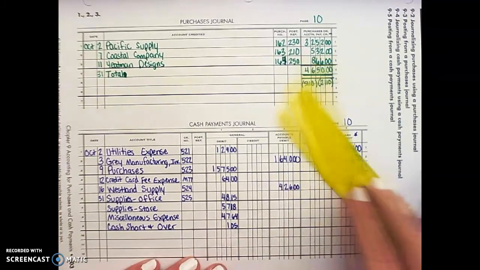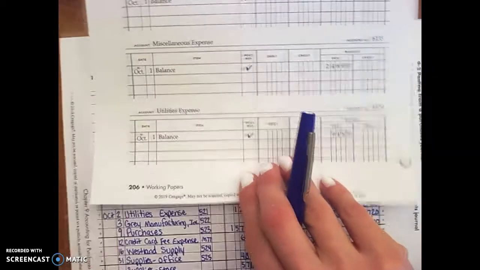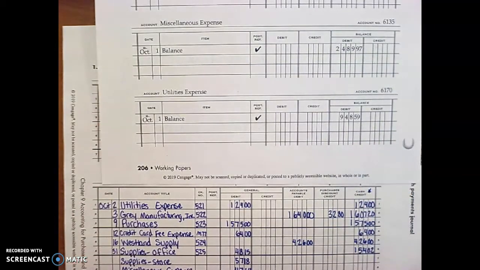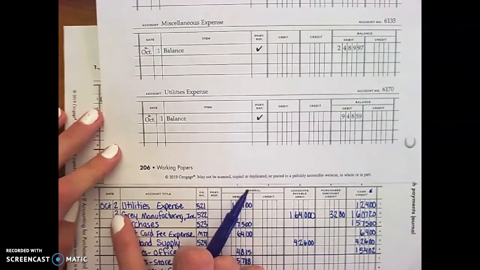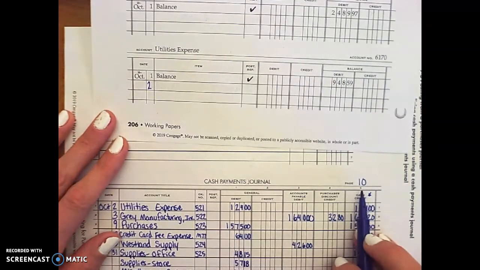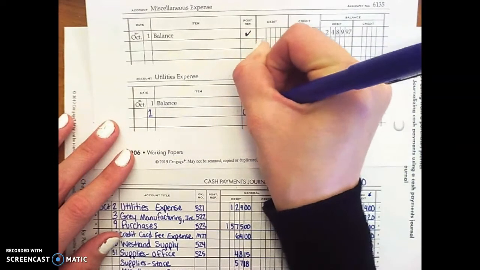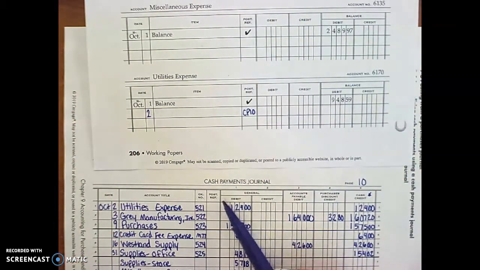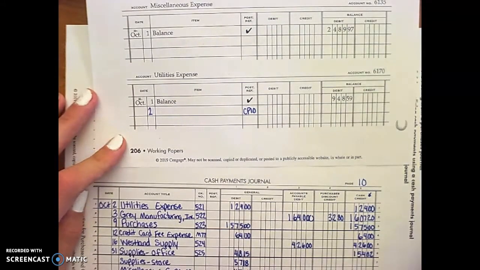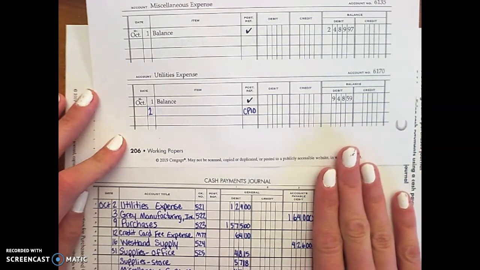So the first one here, we're going to post to utilities expense, and so I will need to take out, this is on page 206, and this is just like how we have posted before in our single journal. So my date here is the 2nd, and then this is my cash payments journal, page 10, so I need to put in CP10 for my post reference. You can't just put C because there's a cash payments and a cash receipts journal, so CP10. And I'm not looking at my cash credit or my purchases discount columns.